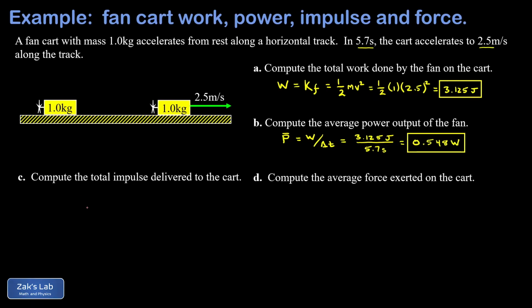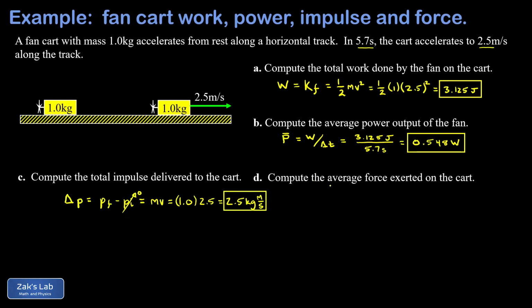In part C, we're asked for the total impulse delivered to the cart. An impulse is just the change in momentum. So that's the final momentum minus the initial momentum, but of course the initial momentum was 0 because we started from rest. So the total impulse is just equal to the final momentum, which is the mass times the final velocity. And we plug the numbers in, we have 1.0 kilograms and a final velocity of 2.5 meters per second. So our impulse is 2.5 kilogram meters per second.